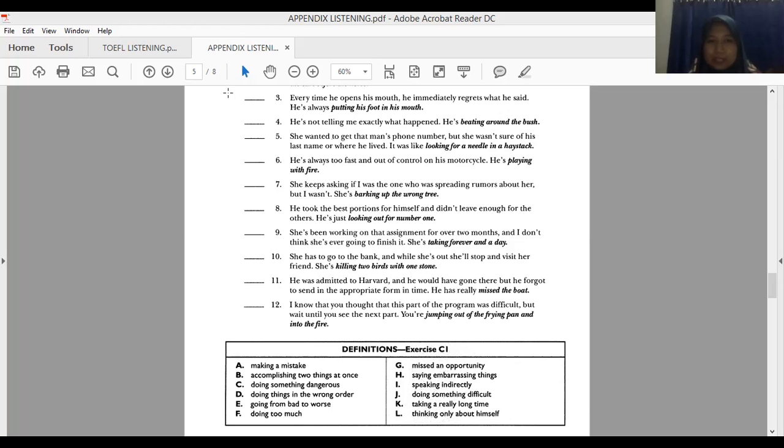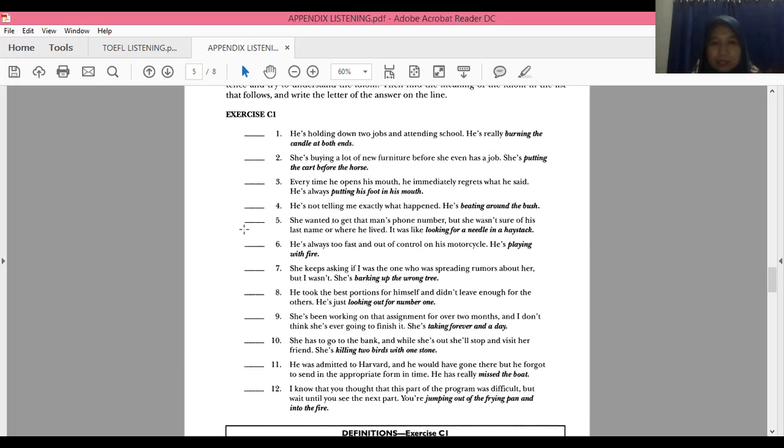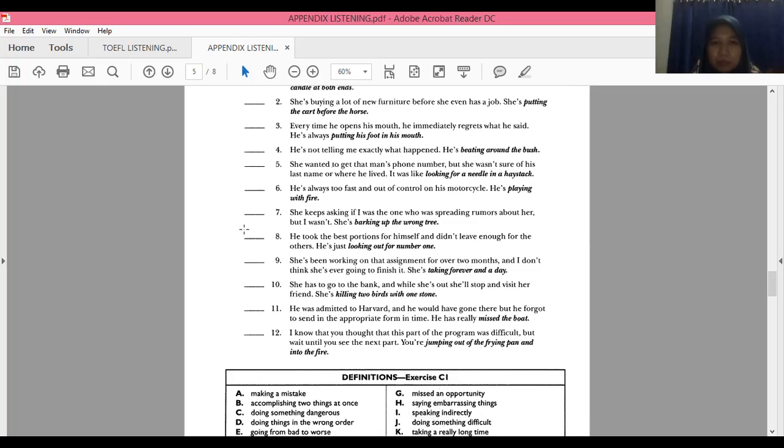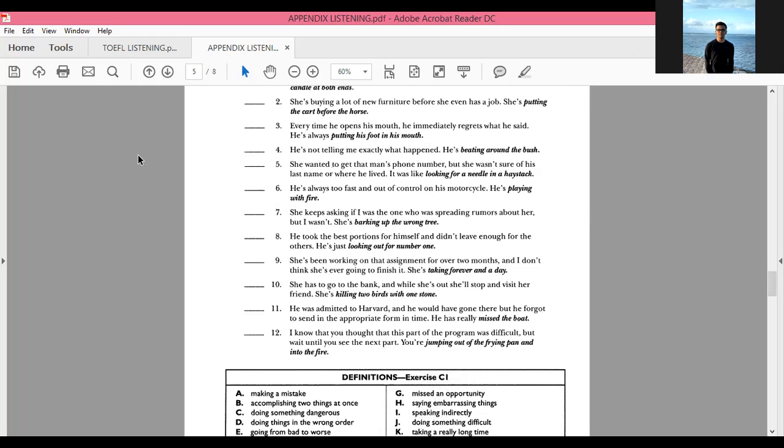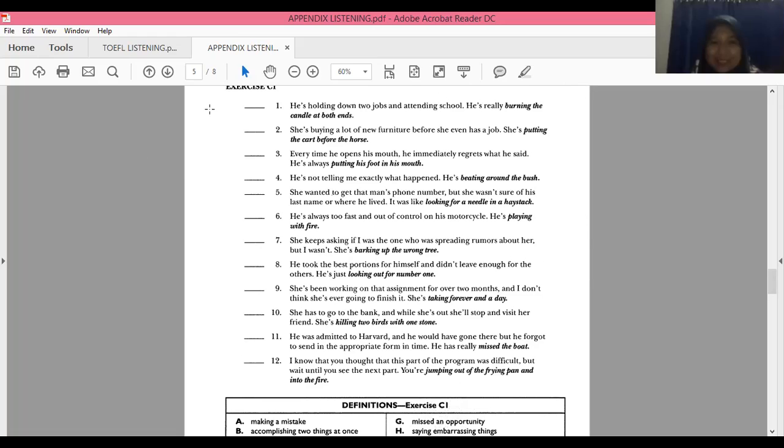Okay, should we discuss now? Here it is. Number 1 has been done before, yeah? Number 2 now. She's buying a lot of new furniture before she even has a job. She's putting the cart before the horse. She's putting the cart before the horse. Mr. Farhan, what does this idiom mean? Agnes doing too much. Doing too much itu yang number 1.